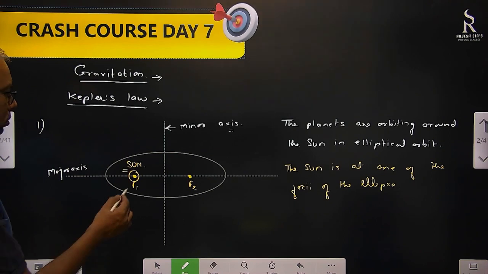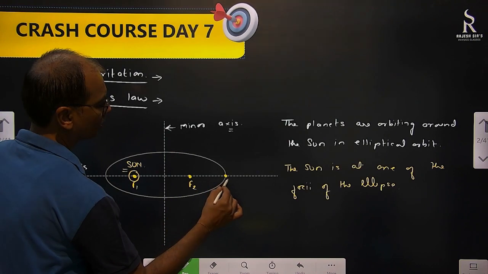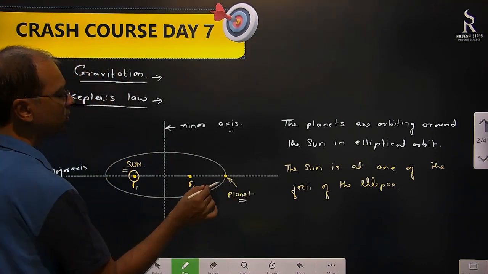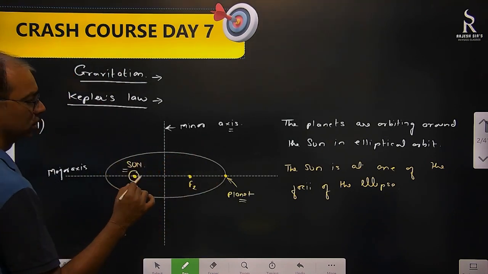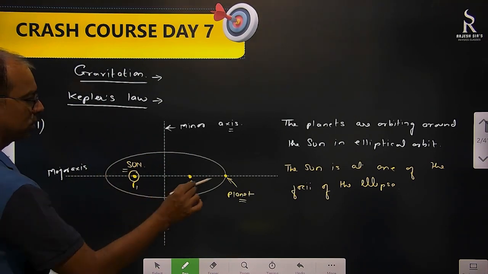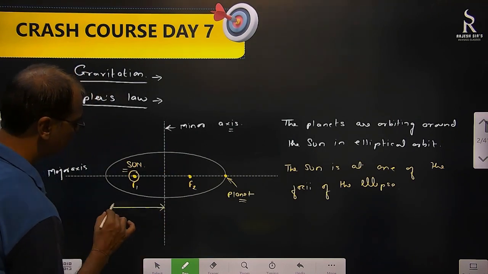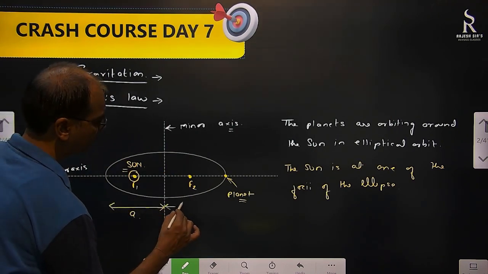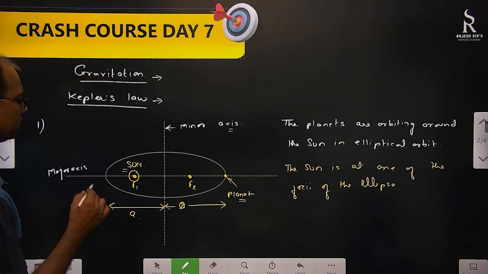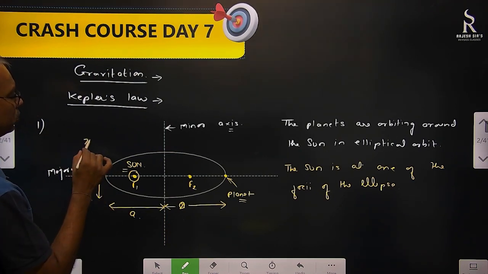Here is the sun. Now suppose there is a planet here. If this planet is orbiting around the sun, you can see here it is farthest and here it is closest. Suppose our major axis is of length 2a, and the minor axis, this one, is of length 2b.